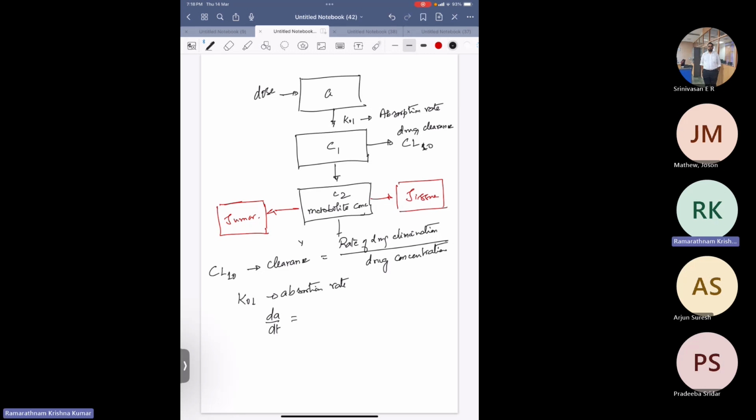So in other words, at what rate does the drug decrease? From dA by dt, what is the rate at which it decreases? So this is minus, because it's going to go into the body. I'm looking at how much is going to go into the plasma, right? So it's going to be absorbed. So the amount of drug is going to reduce. That is why there is a dA by dt with a minus sign.